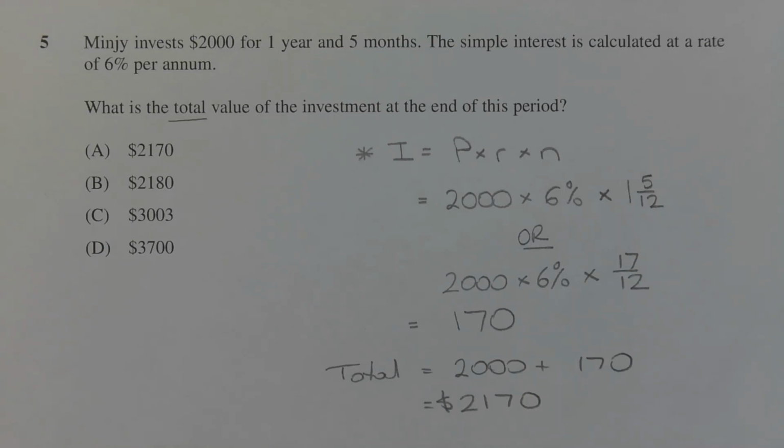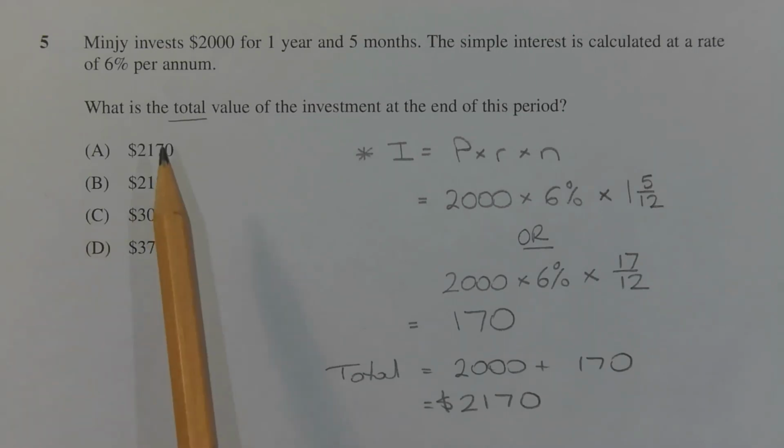There are two details in the question that we need to take note of. The first is that it's a simple interest investment, which means we need to apply the formula I equals P times R times N in order to work out the amount of interest that this investment earns.